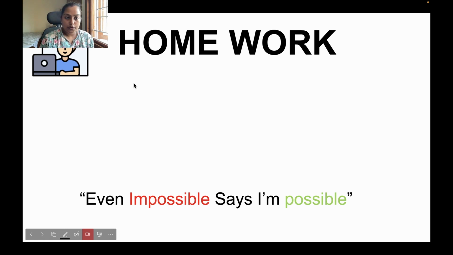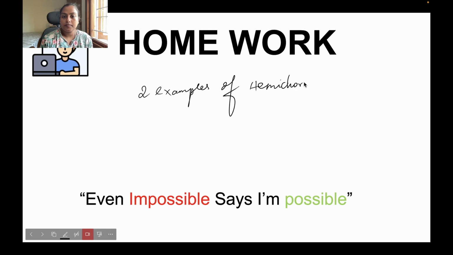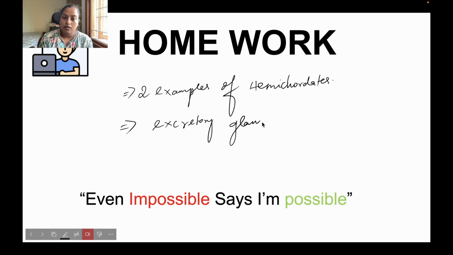And children, the question for today is: name two examples of hemichordates. Right? Another question which I would like to give is: name the excretory gland present in the Balanoglossus. Okay? Put the answer in the comment box.